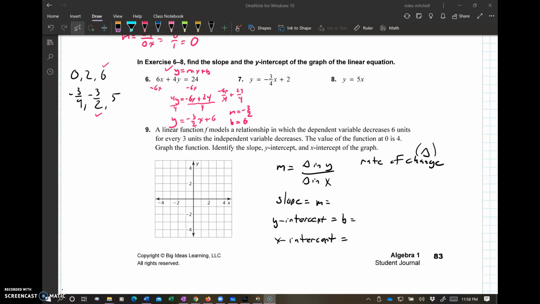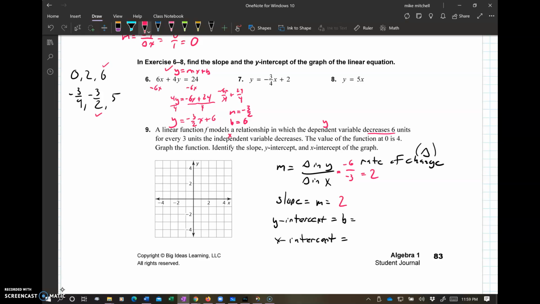Okay, last one. We only got a few seconds left in this video. This is going to use the change in y over change in x concept, the rate of change idea here. A linear function models a relationship. The dependent variable is always the y. It decreases 6 units for every 3 units the independent variable, that's always x, increases. So my change in y, a 6 unit decrease, that's going to be negative 6. A 3 unit decrease, that's negative 3. So that's going to come out to 2. That's kind of weird. That gives me 2, or 2 over 1 if I need it.